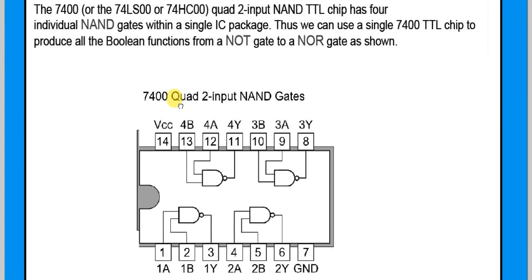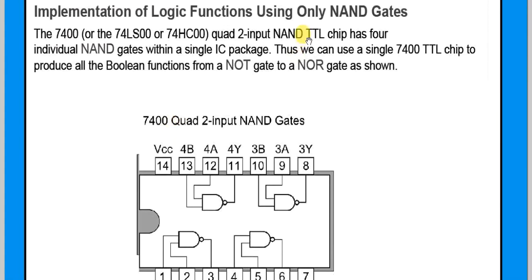TTL means transistor-transistor logic, a TTL chip or IC. IC means integrated circuit. We make these logic gates from transistor logic. This is called the quad NAND gate, the quad 2-input NAND gate IC.